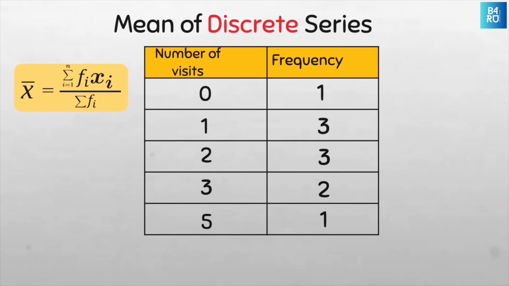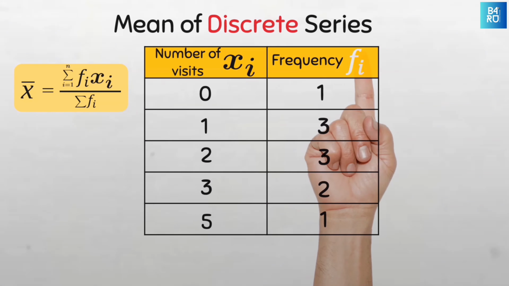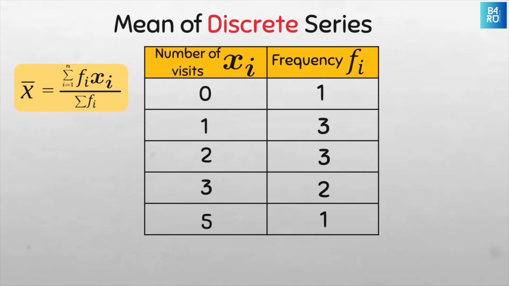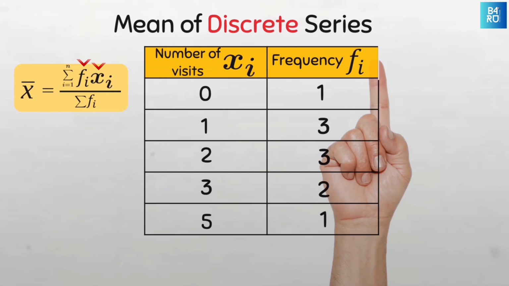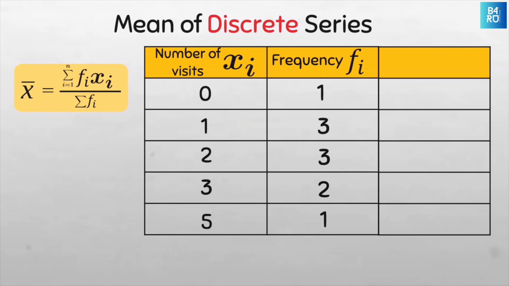First, let's label our table with the correct statistical notation to enable us to easily apply the formula. So our number of visits is our data value. And let's label this as x sub i and the frequencies as f sub i. And since the numerator of the formula wants us to find the product of f sub i and x sub i, let us create a new column now to do the product of the frequency and the values of x. Let's call it f sub i x sub i.